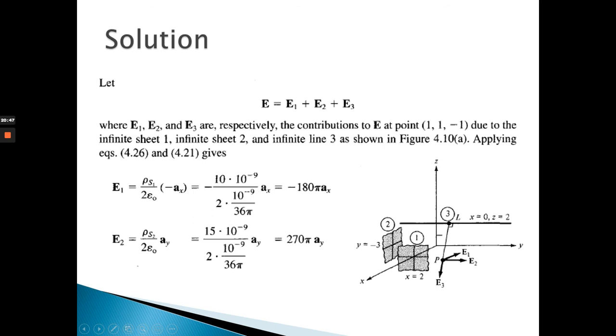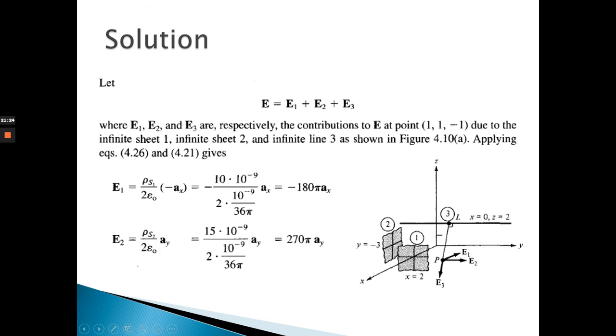Similarly, for this one, y, this one is AY. It's up to you to find out first. If you cannot find out, I can explain but later on. But first you try to find out. So see, AY is positive here. Okay. So we put rho S2. We know it's 15 nanocoulomb. So we put here, and then we put the value of 2 and epsilon naught, and then we get this one. So E1 and E2 is done.